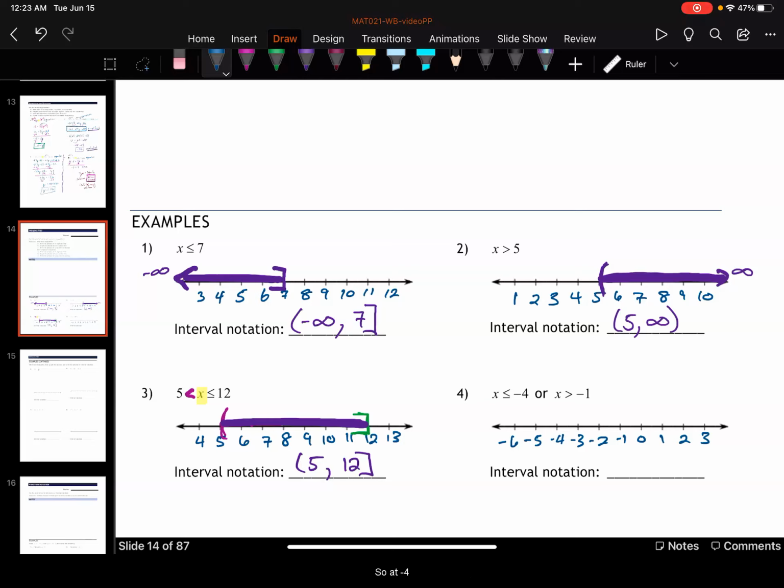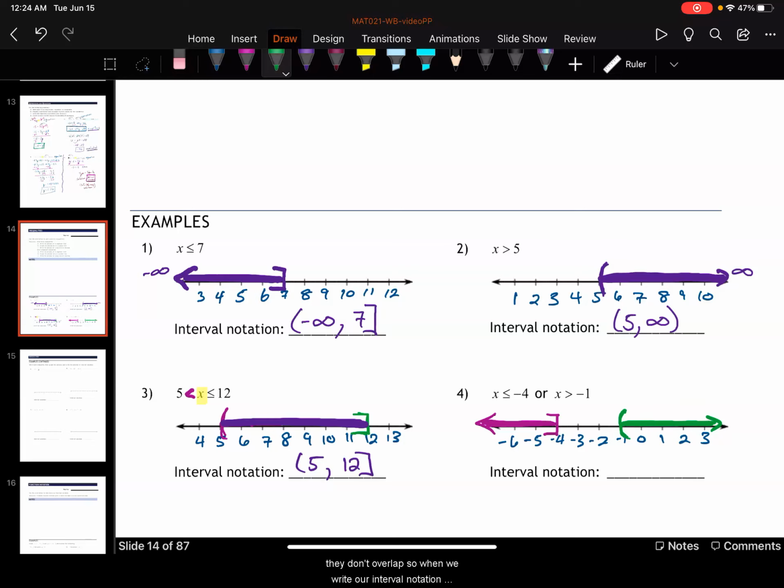So at -4, x is less than, so I would be going to the left. And since it's got the equal to, that would be a bracket facing the left. I would keep going. And then for the OR, x is greater than -1. So if it's greater than -1, that means we're going to the right. It would be positive. And a parenthesis since we don't have the equal. Okay, so on this you can see it's going in opposite directions.